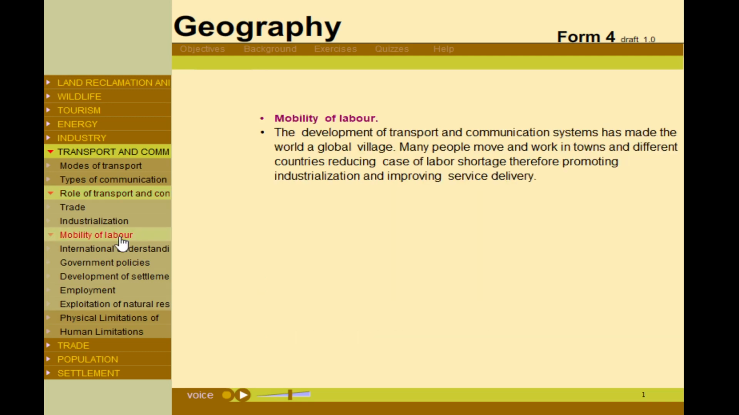Mobility of labor. The development of transport and communication systems has made the world a global village. Many people move and work in towns and different countries, reducing cases of labor shortage, therefore promoting industrialization and improving service delivery.